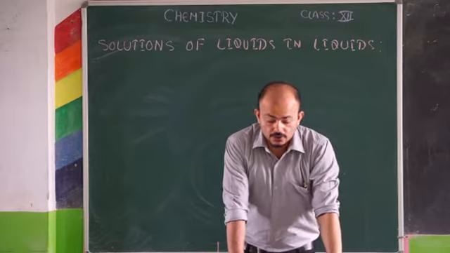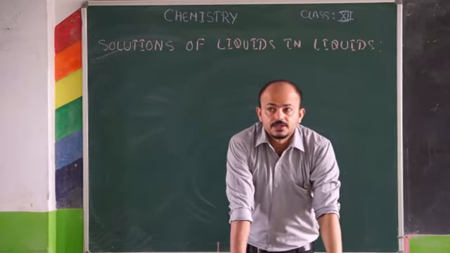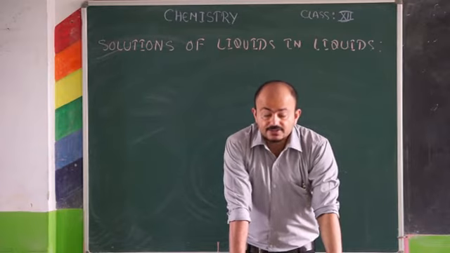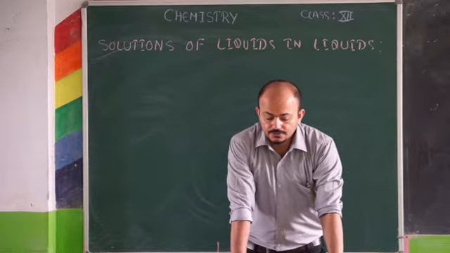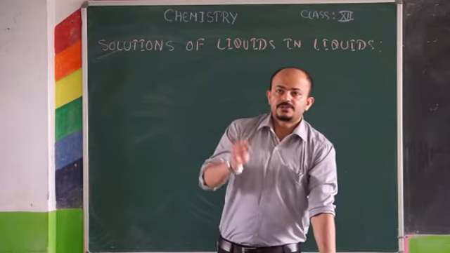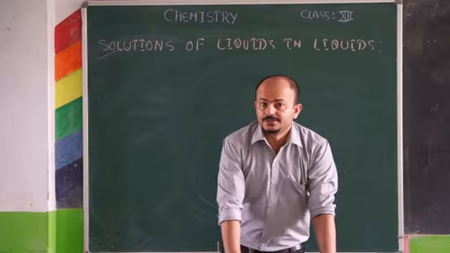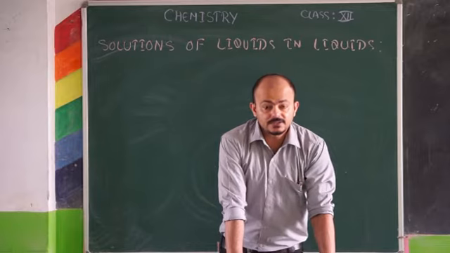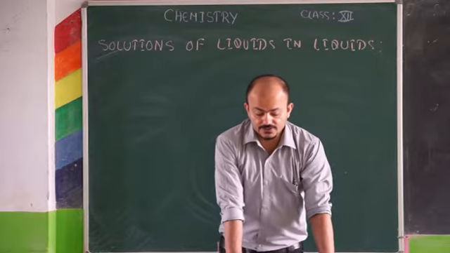Now, whenever you have a solution of liquids in liquids, you have to remember what its vapor pressure is. The pressure exerted by the vapor in equilibrium with the liquid at a given temperature is called the equilibrium vapor pressure, or simply the vapor pressure of that liquid at that temperature. So what is vapor pressure? Vapor pressure is the pressure exerted by the vapor in equilibrium. You have to remember this. The pressure exerted by the vapor in equilibrium with the liquid at a given temperature is called the equilibrium vapor pressure, or simply vapor pressure of that liquid at that temperature.